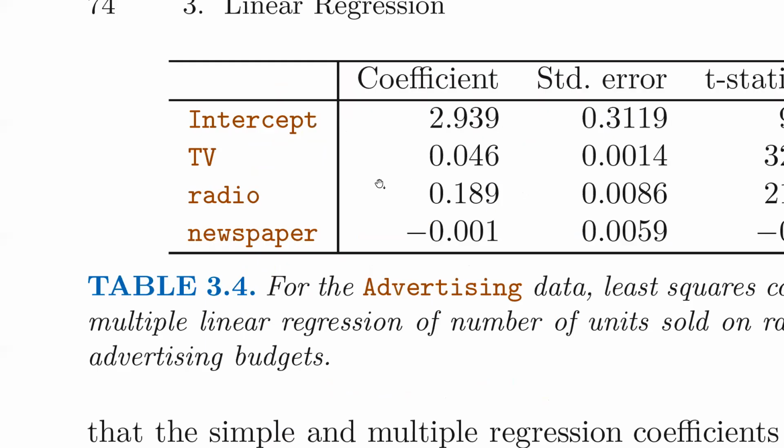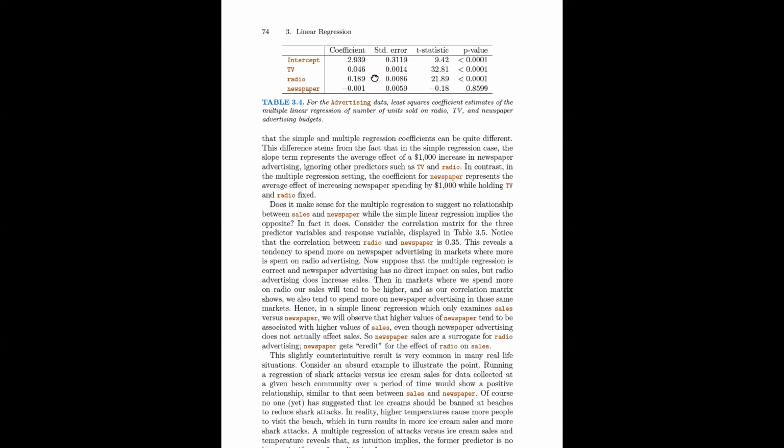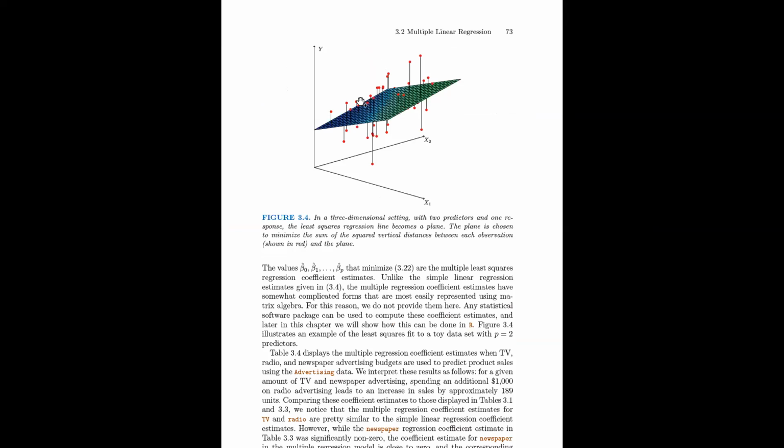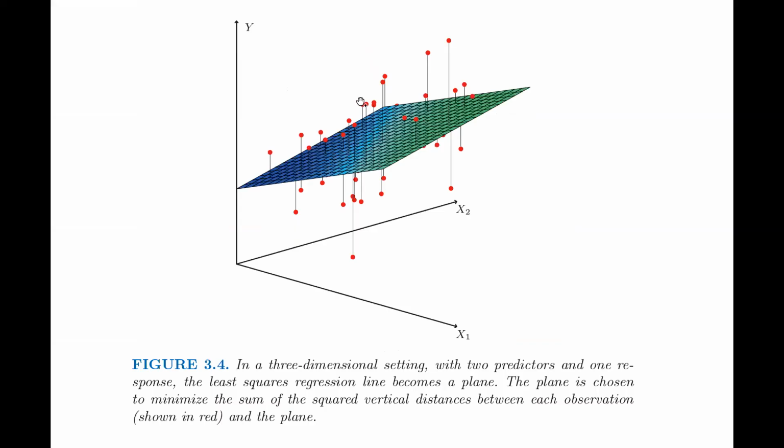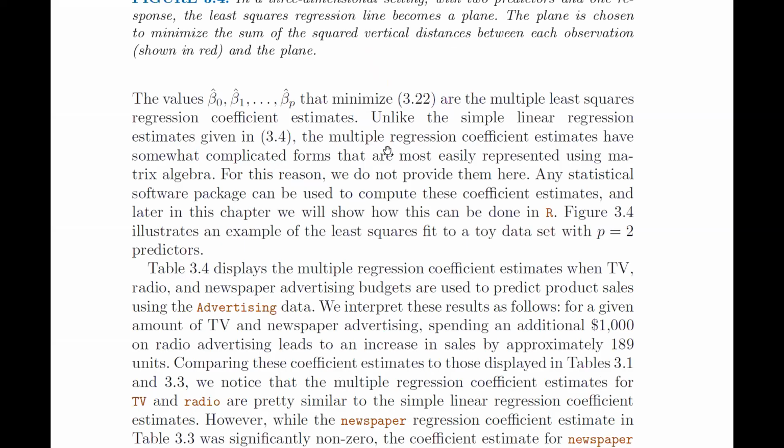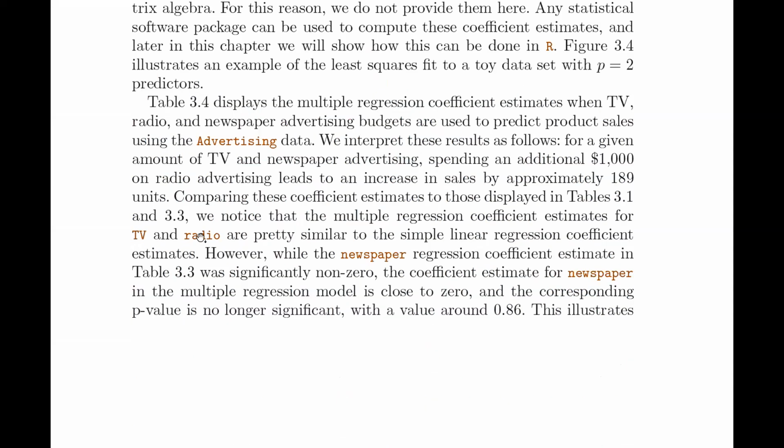So this time around, for those of you just joining, it's no longer simple linear regression, but we have multiple predictor variables. The specific example we're looking at has TV, radio, and newspaper as the three predictor variables.